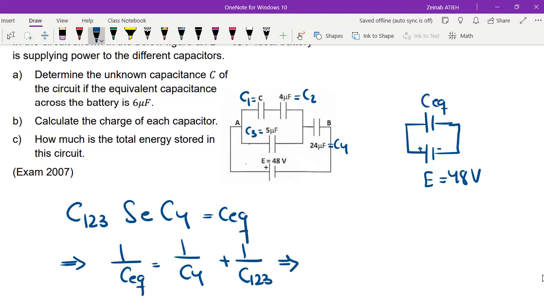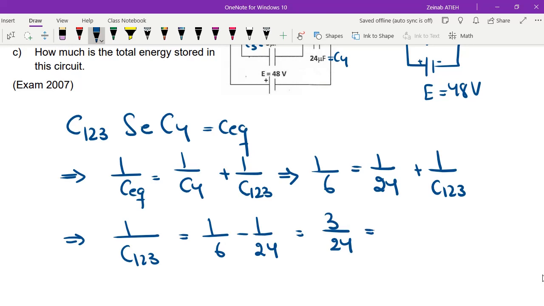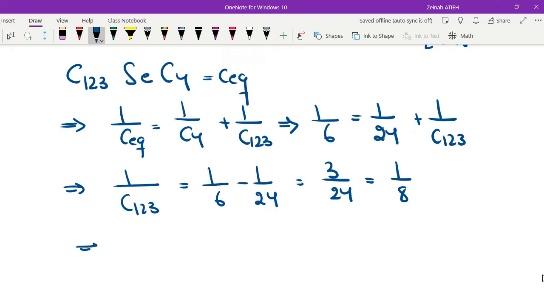1 over C equivalent, which was given as 6. I will leave them all in microfarads. C4 is 24, so 1 over 24 plus 1 over C1 2 3. Okay, remember I'm searching for C1. Implies 1 over C1 2 3 is equal to 1 over 6 minus 1 over 24. This will give me 3 over 24, which is 1 over 8. Implies C1234 is equal to 8 microfarad.